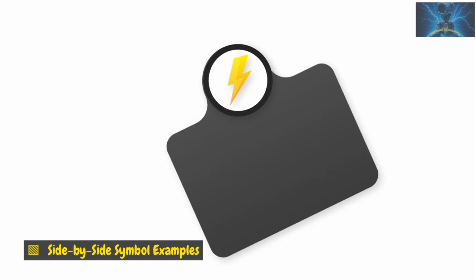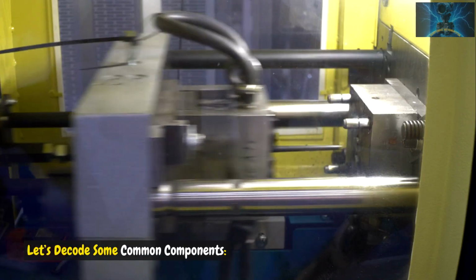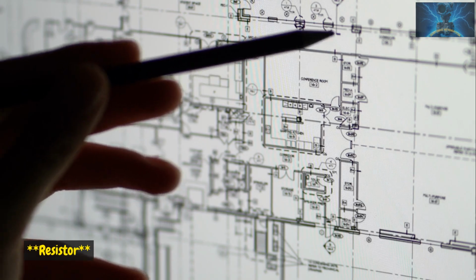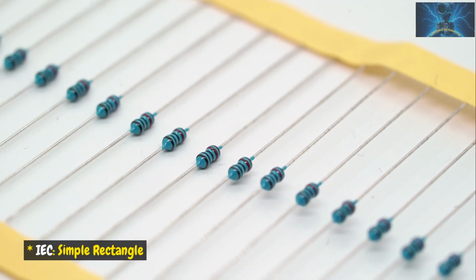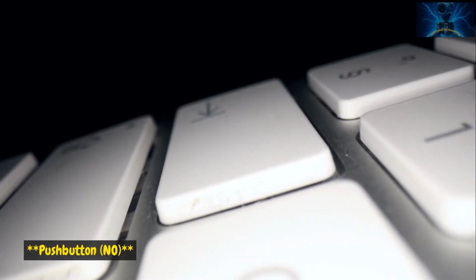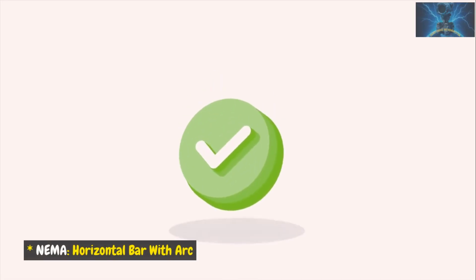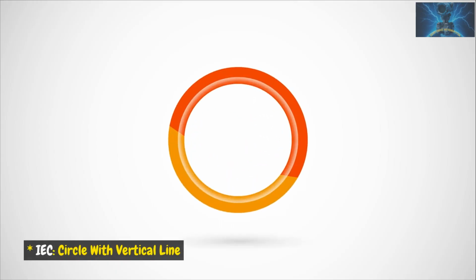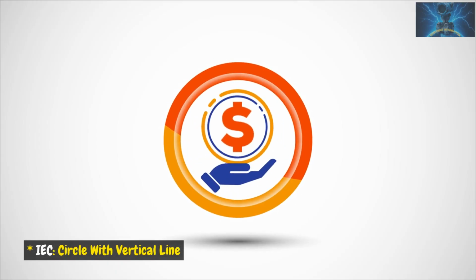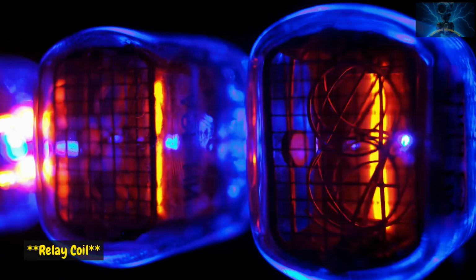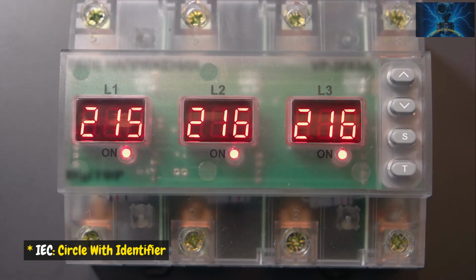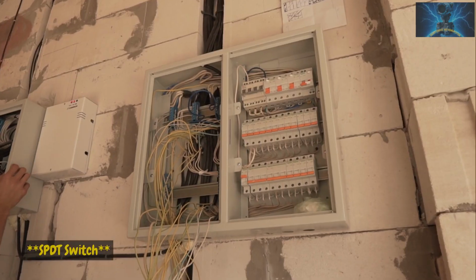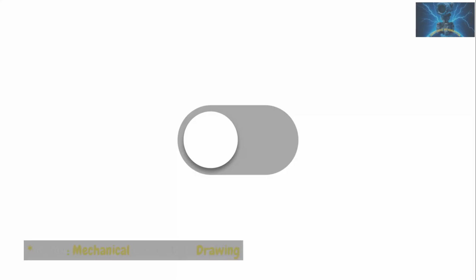Side-by-side symbol examples. Let's decode some common components. Resistor. NEMA, zigzag line. IEC, simple rectangle. Push button, normally open. NEMA, horizontal bar with arc. IEC, circle with vertical line. Relay coil. NEMA, a loop or box with label. IEC, circle with identifier.